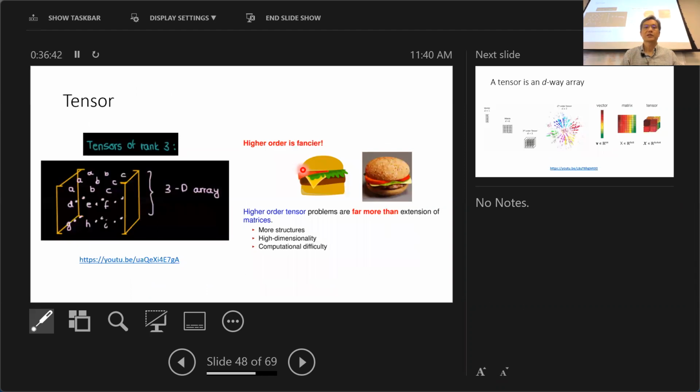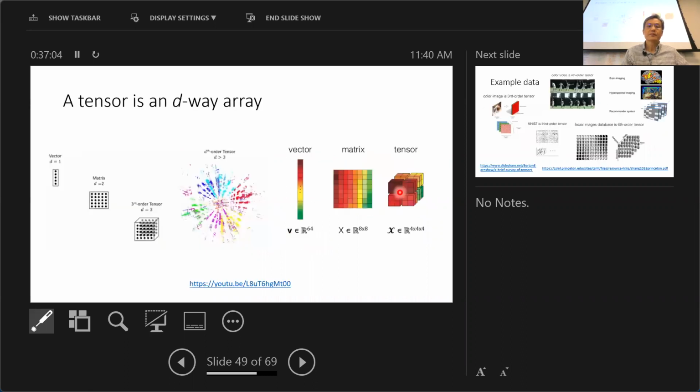So we jump to tensors, and you can consider, for example, a rank 3 tensor as a 3D array. So we move from matrices and vectors to a higher dimensional data structure. And this is 1D, 2D, 3D, and even higher dimensions. Okay. 3D, 4D.